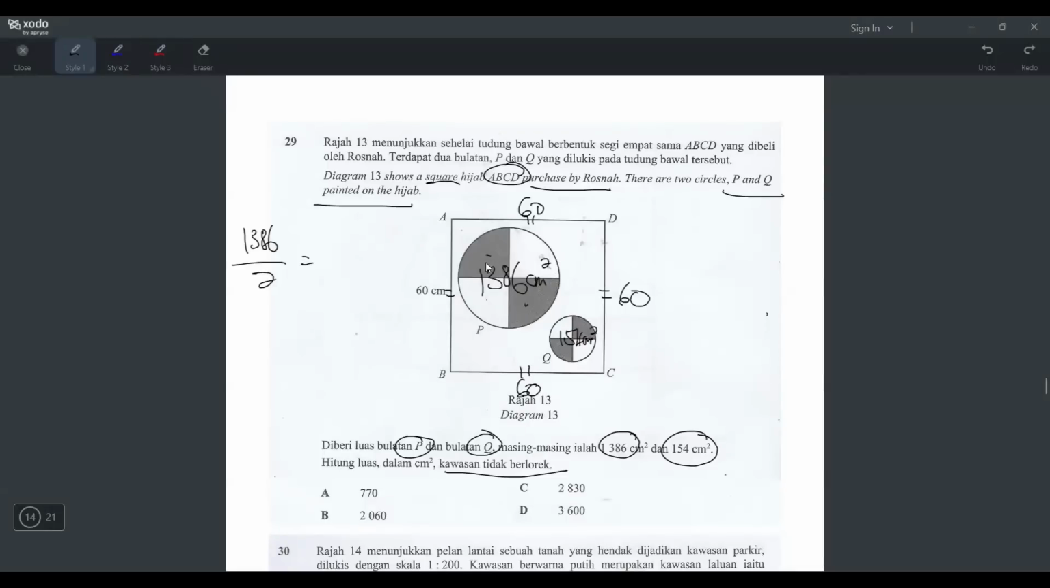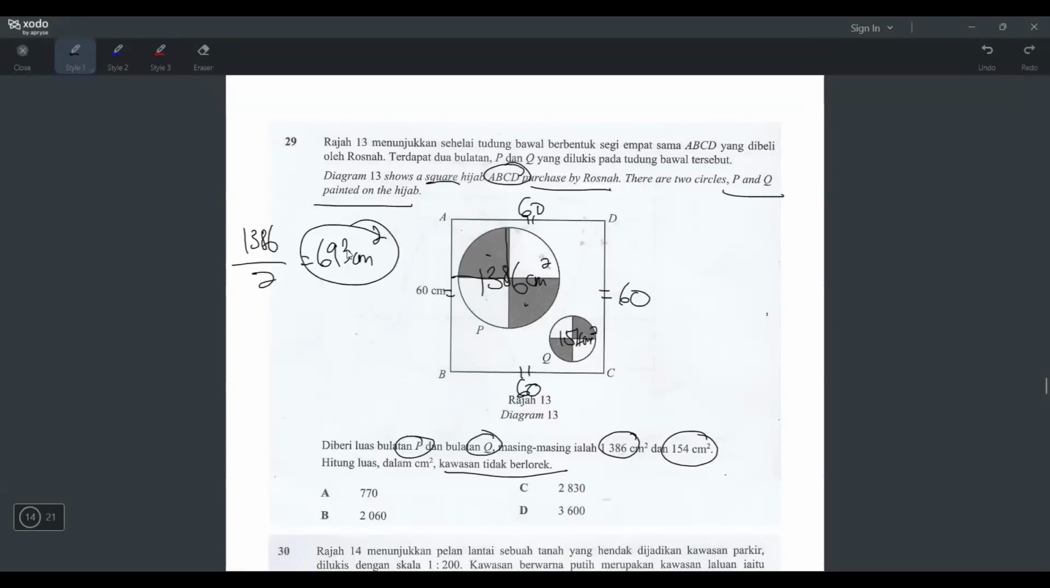Sebenarnya you punya kawasan lorek adalah setengah, setengah daripada circle ni. Because we all know a circle has 4 quadrants, right? So if you take 2 quadrants, then it's half the circle. So what you can do is you take 1386 bahagi 2, you terus dapat dah area of shaded region. So if you tekan this one, you get 693 cm square, of course, right?